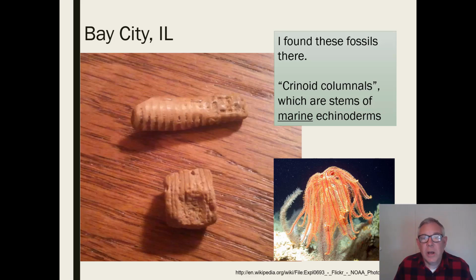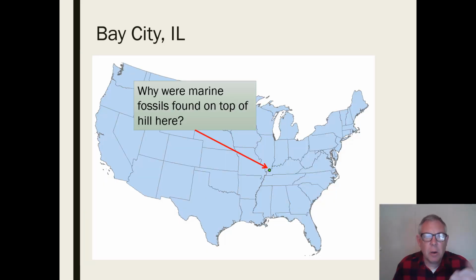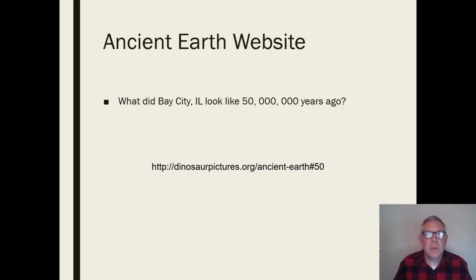I found that these are called crinoid columnals. And so these are marine echinoderms. So we're going to talk about echinodermata later in labs, starfish and things. These are organisms that live in the shallow areas along the shoreline of oceans. And so why, how do I explain finding these marine organisms all the way up in Illinois? Well, that's kind of what I'm saying here. Why were they found here? And this is well above sea level, 170 some meters above sea level.